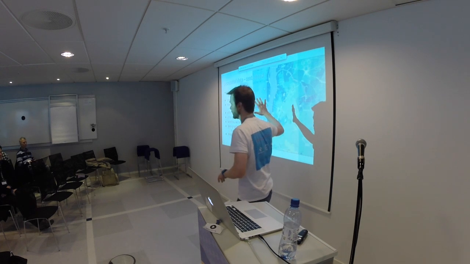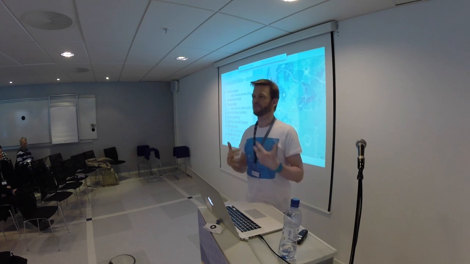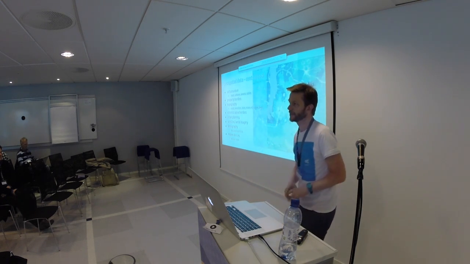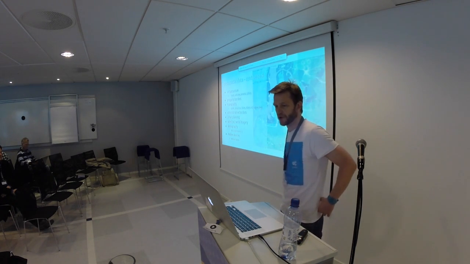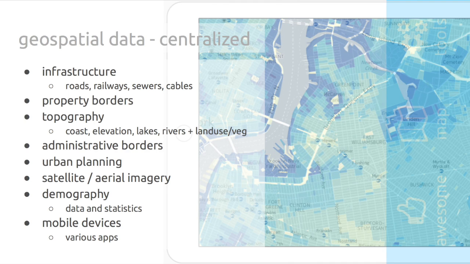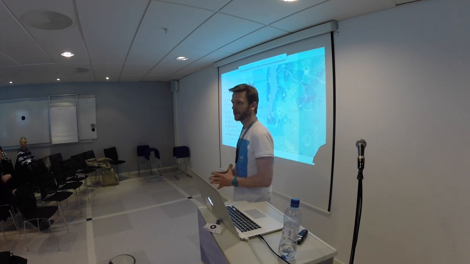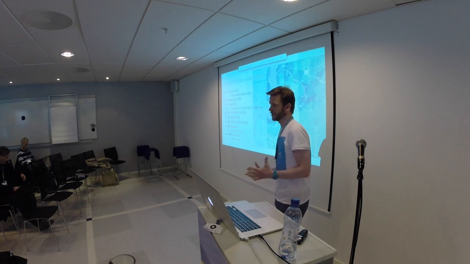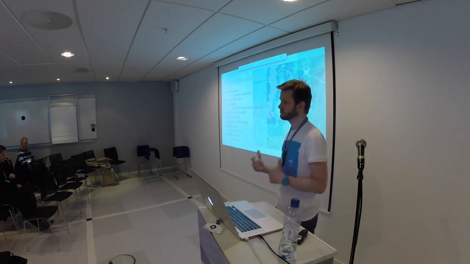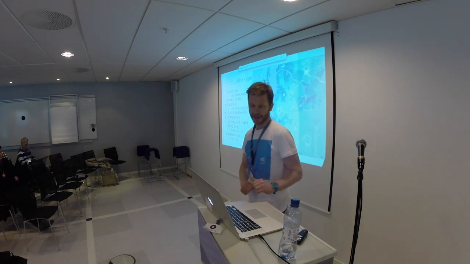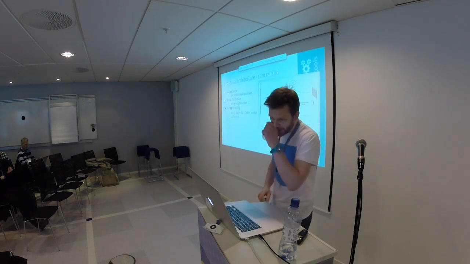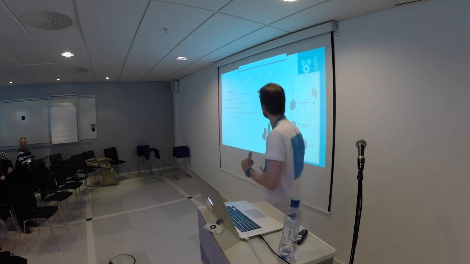When you look at a map, all the data you see on the map more or less represents centralized structures: infrastructure, property borders, administrative borders, urban planning, you name it. Also, the vast amount of geolocation data that we produce with our mobile devices in our pockets is often uploaded to centralized systems, Facebook, Twitter, etc. I see a need to disrupt that.